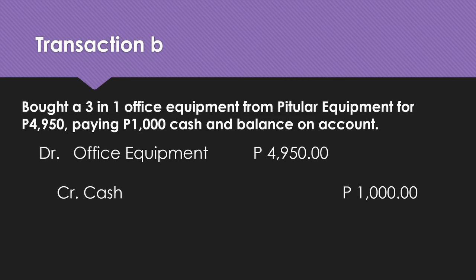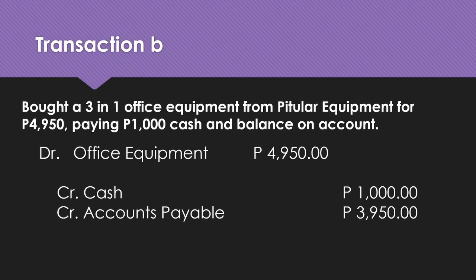So, ano po yung balance on account? Balance on account, ibig sabihin, yung kakulangan, the balance. Okay? So, meron kang 4,950 na binili. Binayaran mo 1,000. So, may utang ka pa na 3,950. Again, whenever you see something that says on account, so, kung bumili ka, meron ka niya na accounts payable or your accounts payable increased and it's a liability account. Therefore, you credit your accounts payable by 3,950.